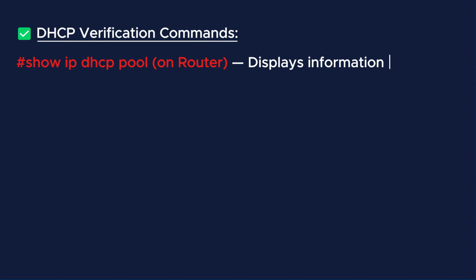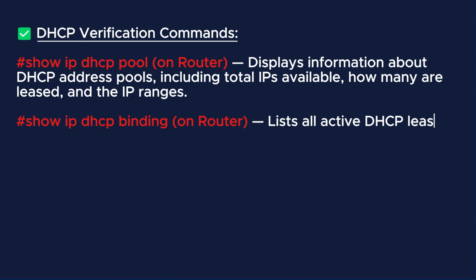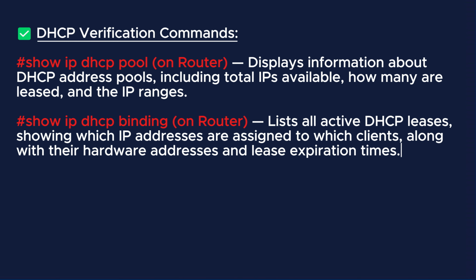As the final step, let's verify the DHCP static binding configuration in the router. Hashtag show ip dhcp pool on the router displays information about DHCP address pools, including total IPs available, how many are leased, and the IP ranges.